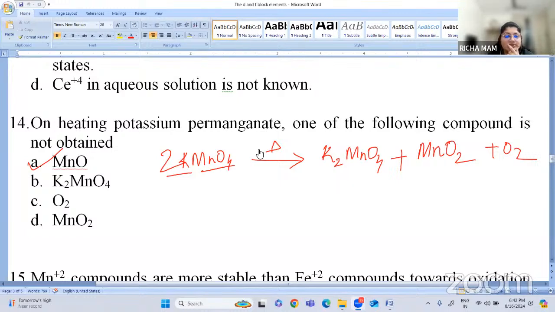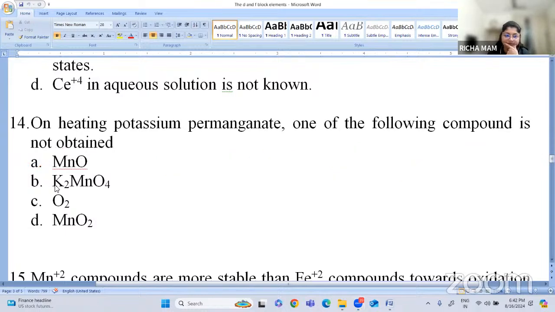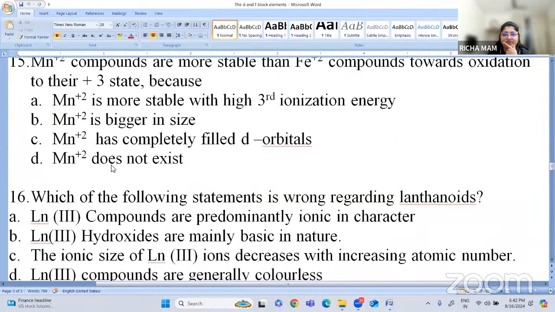So what is not obtained? MnO is not obtained. Potassium permanganate is a good oxidizing agent. So when you heat potassium permanganate, you obtain K2MnO4 plus MnO2 plus O2. So this is the reaction, and A is the compound which is not obtained when you heat potassium permanganate. Okay, next question.